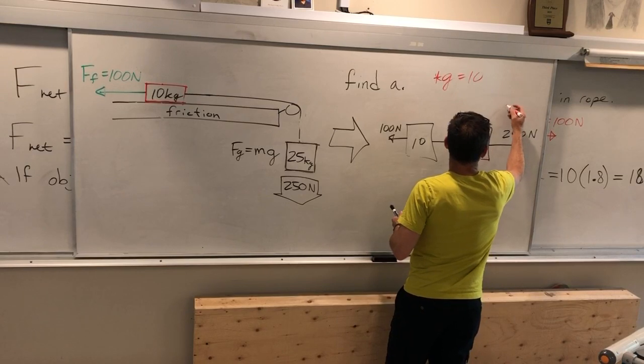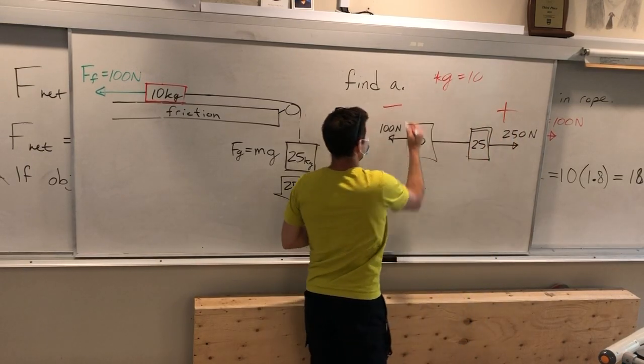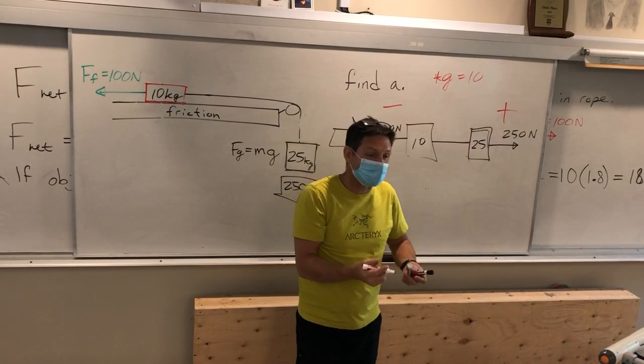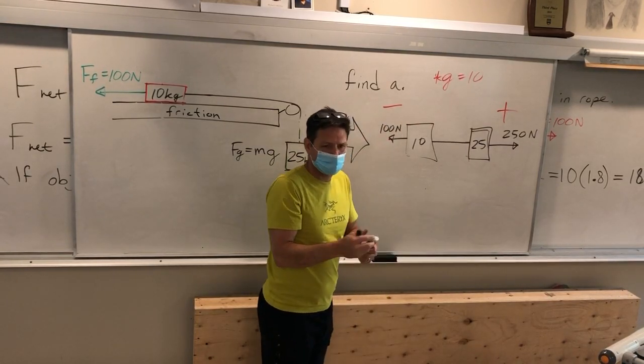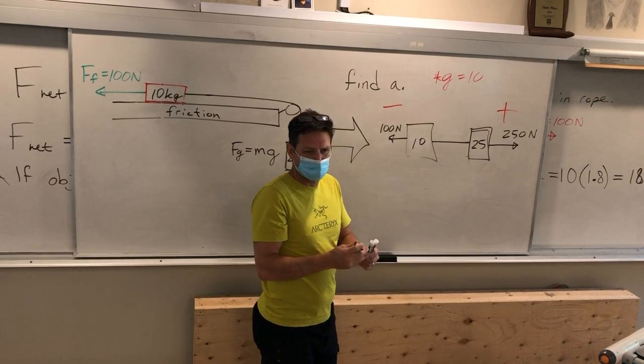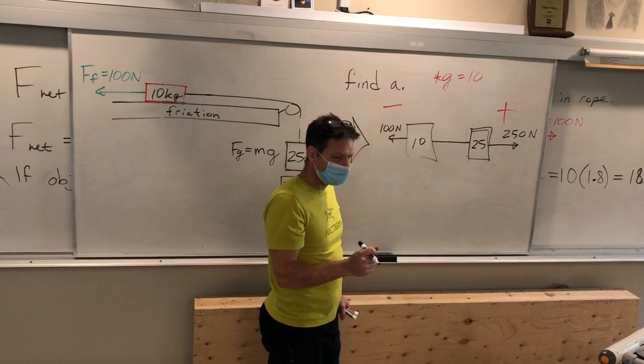Okay, so let's say this is positive, this is negative. I usually make the bigger one positive because then you come out with positive answers. It's kind of nice. What's the net force here? 150. Good.